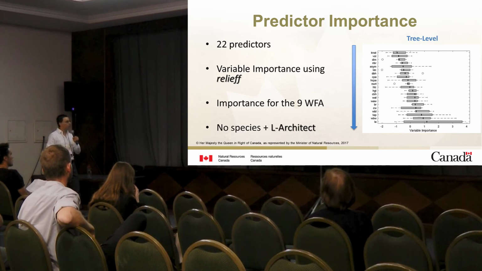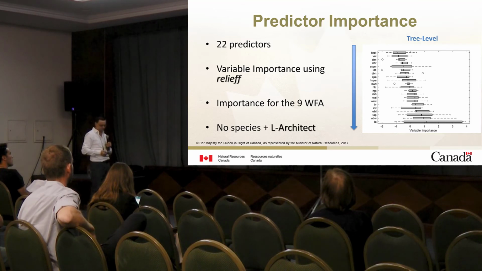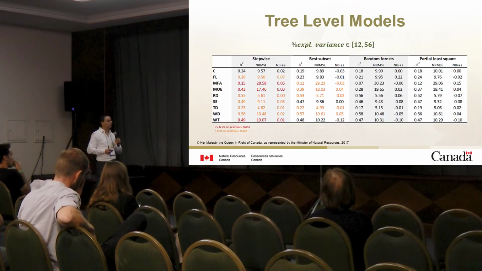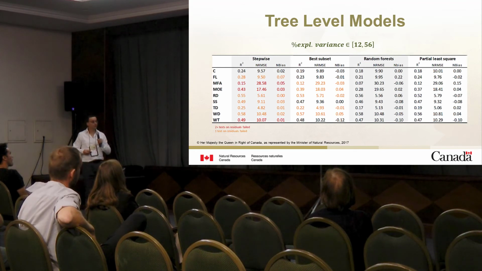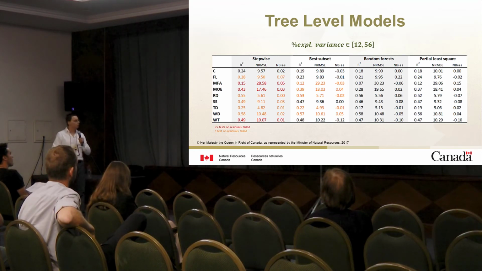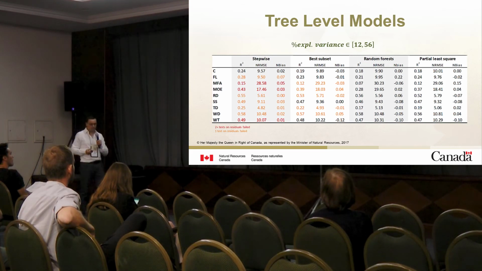So we have at tree level 22 predictors. We look at the variable importance. Some fine scale structure attributes just showed up in the models. At the tree level, we tested 4 different statistical approaches: 2 parametric, 2 non-parametric: stepwise regression, best subset, random forest, and partial least squares. The parametric ones had some issues with the regression analysis at the end, but it wasn't that bad actually.